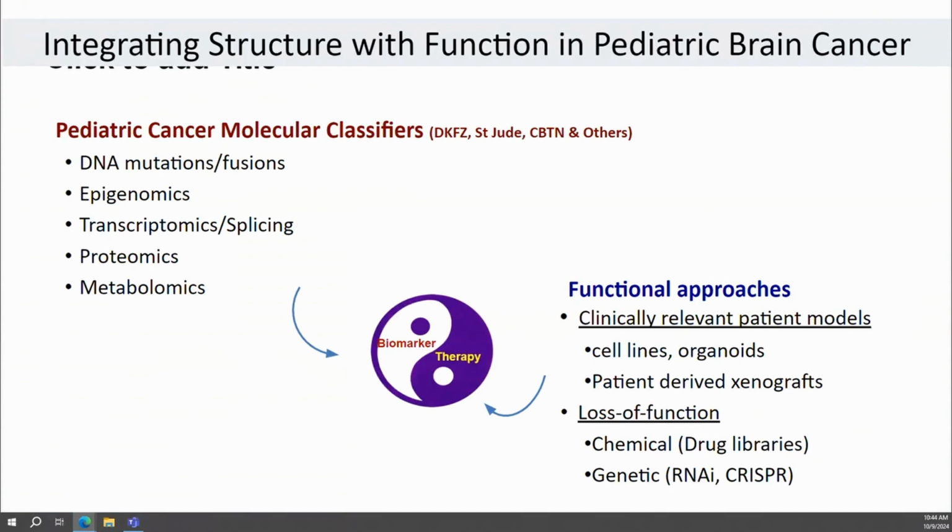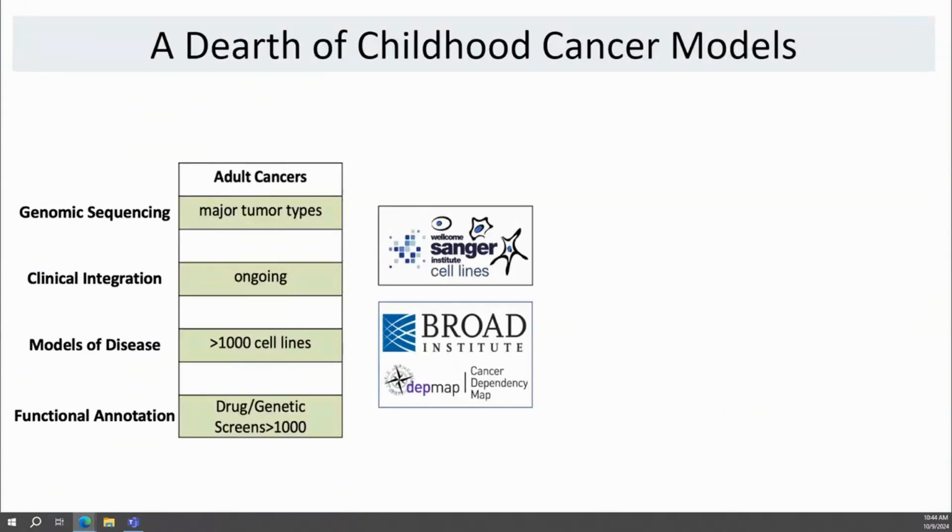So in order to ascribe function, what we really need to do is integrate these molecular features with functional approaches. And that includes using clinically relevant patient models, such as cell lines, organoids, xenografts, and each of these have their own functions and strengths and weaknesses. And then applying functional interrogation approaches using either chemical drug libraries or genetic perturbants such as CRISPR. And the combination of these, or the integration of these approaches, is really the way that we've approached ascribing function to identifying new targets for pediatric brain cancer.